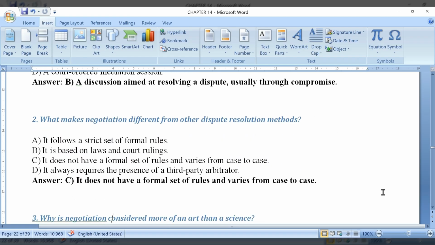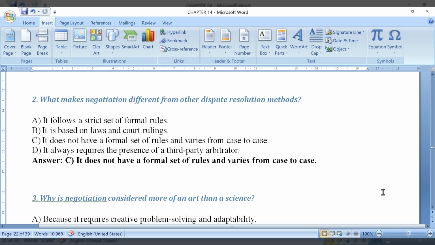2. What makes negotiation different from other dispute resolution methods? A. It follows a strict set of formal rules. B. It is based on laws and court rulings. C. It does not have a formal set of rules and varies from case to case. D. It always requires the presence of a third-party arbitrator. Answer: C. It does not have a formal set of rules and varies from case to case.